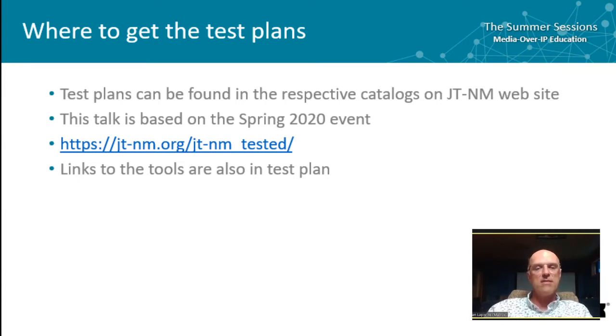This talk is based on the latest event from spring 2020. You can see the link where to go get the catalog. You'll see the spring 2020 catalog there, but all the older catalogs are there as well. When you open up the catalog, as I said, you see the test plan, and the test plan includes links to the tools that were used and references for the test plan.